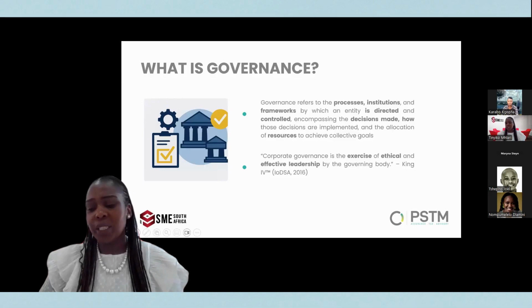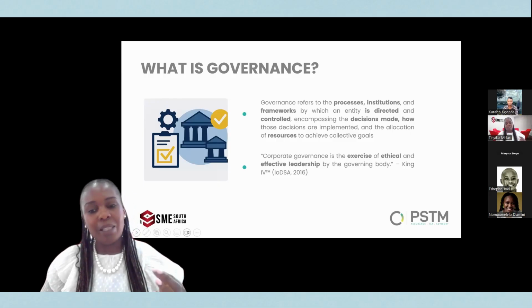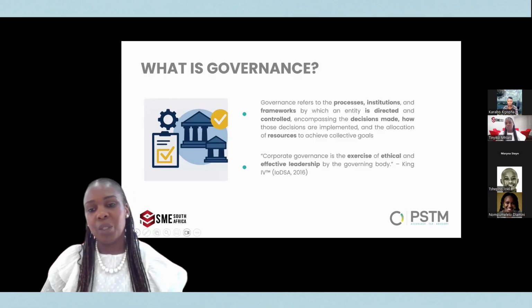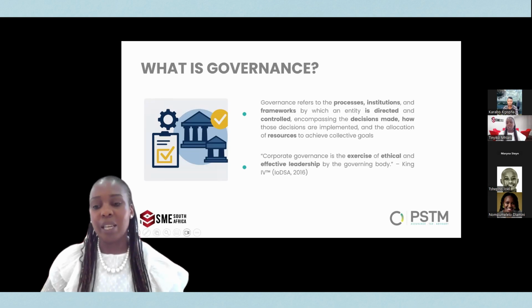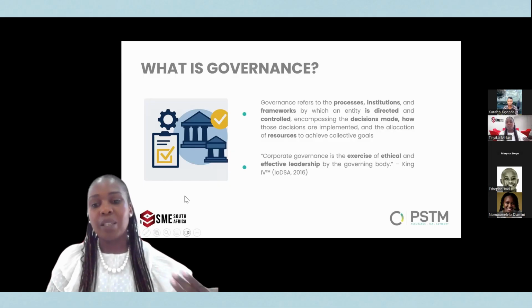But when you look at King 4 in particular, King 4 looks at governance a little bit differently. It says corporate governance is the exercise of ethical and effective leadership. So we're focusing on the ethics and the effectiveness of your leadership. Do we have an effective leadership that can help me to implement my strategy and my goals? It's very, very critical. Have I put systems in place to ensure that I'm able to deliver ethically and effectively? Right, that's governance in a nutshell.